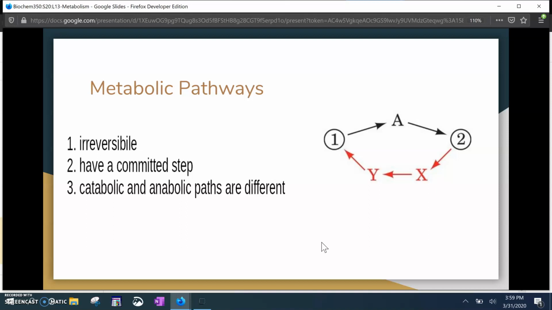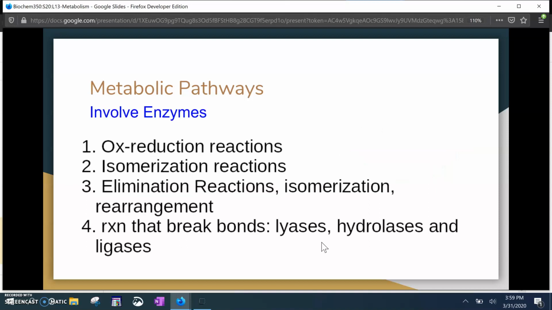So there are a number of different metabolic pathways that break down carbohydrates, as well as proteins and lipids, and we'll talk about them individually. But some of these steps are what's called irreversible. We mentioned that they have a committed step and they cannot go backwards. So those will have different catabolic and anabolic paths. And you can see here, if reactant 1 goes to A and then goes to reactant 2, when you want to go back, you can't just go 2 to A to 1. You have to have some alternate path. And the reason for this is because you don't want competing pathways taking place in the organism at the same time in the same place.